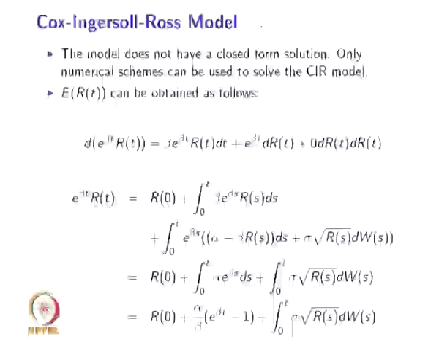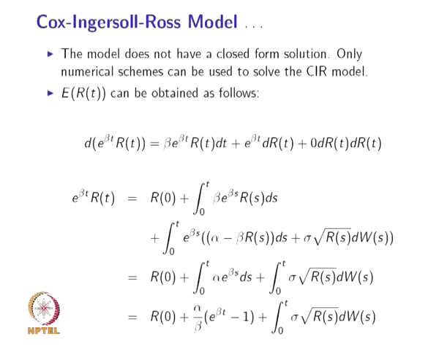Now we are finding the expectation of R of t. For that we are taking an increment of e power beta t times R t, getting the terms, then substituting dR t from the previous equation. Therefore, by converting into an integral equation, you will get e power beta t R t equals R of 0 plus the integral of beta times e power beta s R s ds.